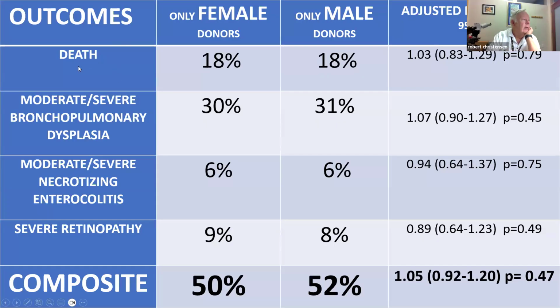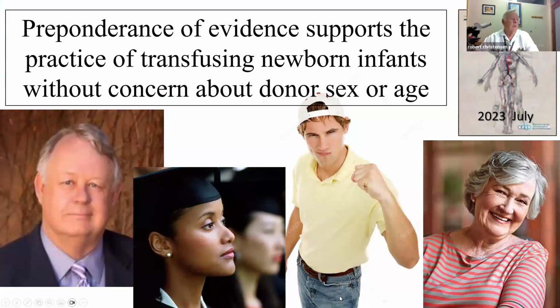These are the outcomes. Death occurred in 18% of those that got females' blood only, compared to 18% of those that got male blood only. No difference. Severe BPD was the same, whether they got boy blood or girl blood. Severe to moderate NEC, retinopathy, composite scores, they were all the same. And so we think the preponderance of evidence supports the practice of transfusing our NICU babies without much concern about the donor sex or the donor age.